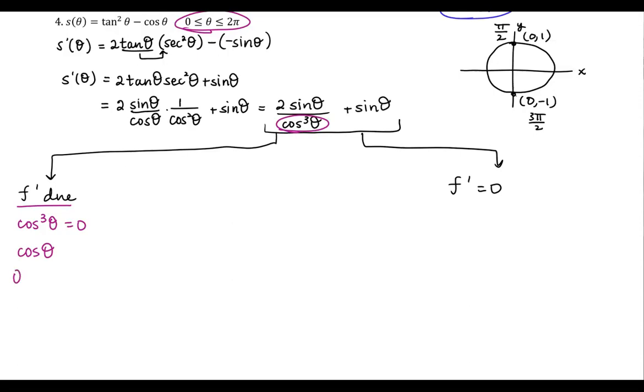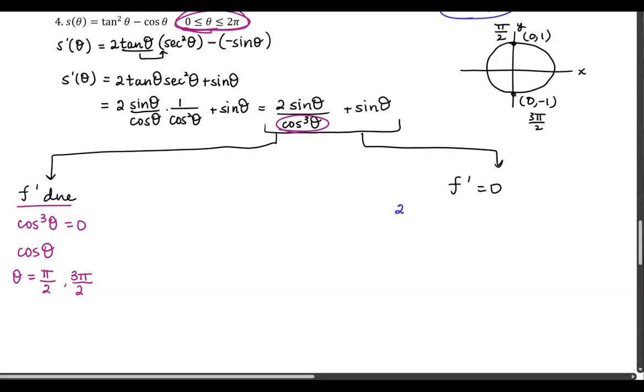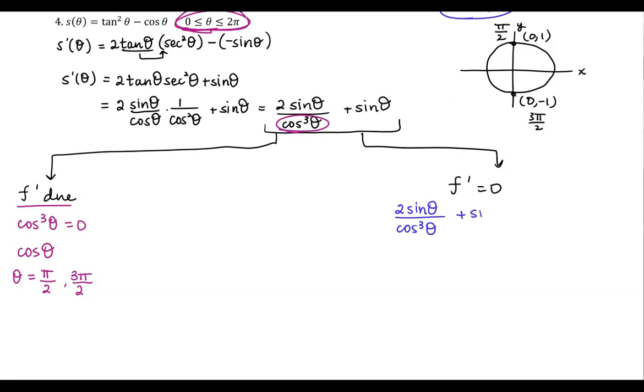So the two places where the derivative does not exist are pi over 2 and 3 pi over 2. And remember, we're only working in this interval here. Now we're going on to look for where the derivative is equal to 0. So I'm going to take the entire derivative function and set it equal to 0.